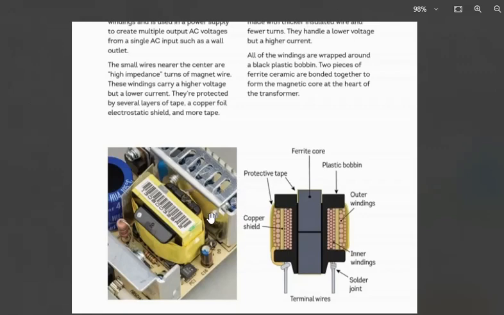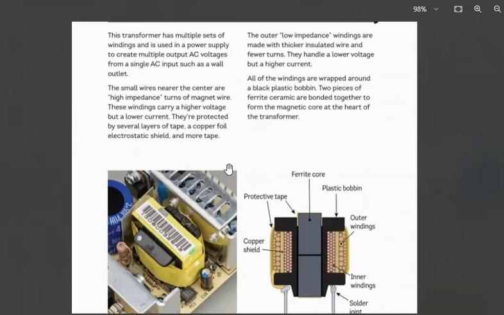And I was talking about where we can find it: in computers, televisions, audio equipment, and industrial equipment. In computers, they are used to convert the AC voltage from the wall outlet to the DC voltage required by the computer's components. And in televisions, they are used to convert the AC voltage from the wall outlet to the DC voltage required by the TV's circuitry.